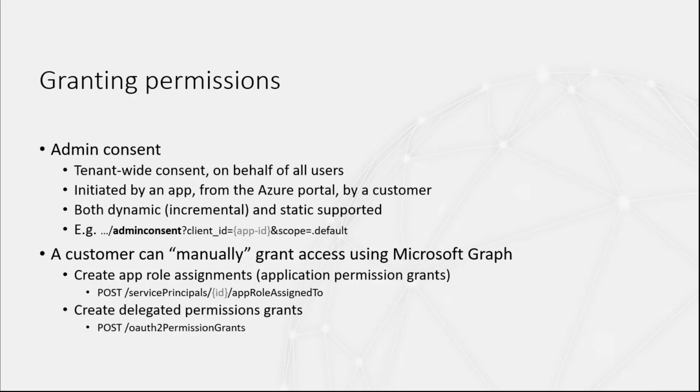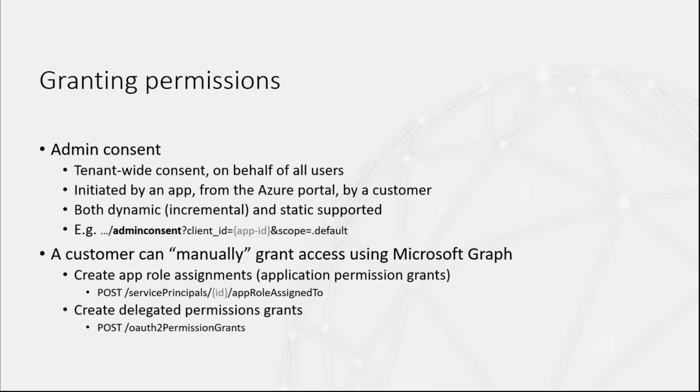Then in addition to that, customers can use Microsoft Graph to grant permissions. So application permissions, as I mentioned, are actually app roles. And so to grant an application permission, you create an app role assignment. Delegated permissions in Microsoft Graph are represented as something we call OAuth2 permissions or OAuth2 permission scopes. And to grant them, what you create is an OAuth2 permission grant.